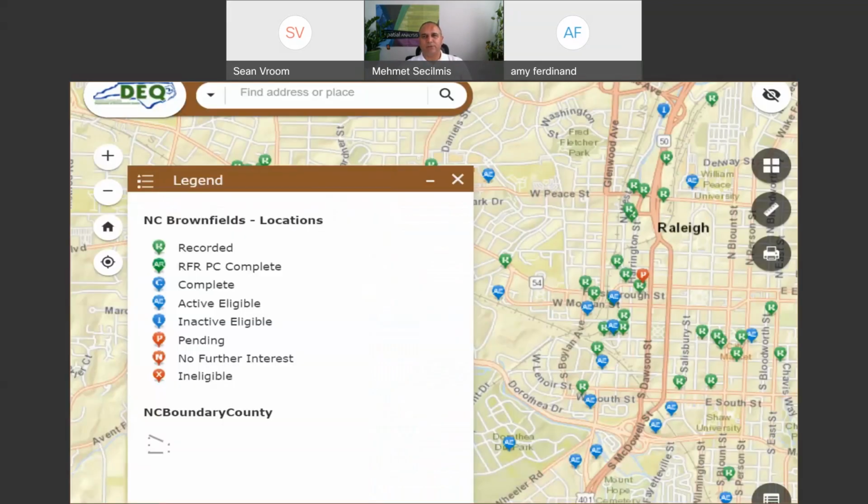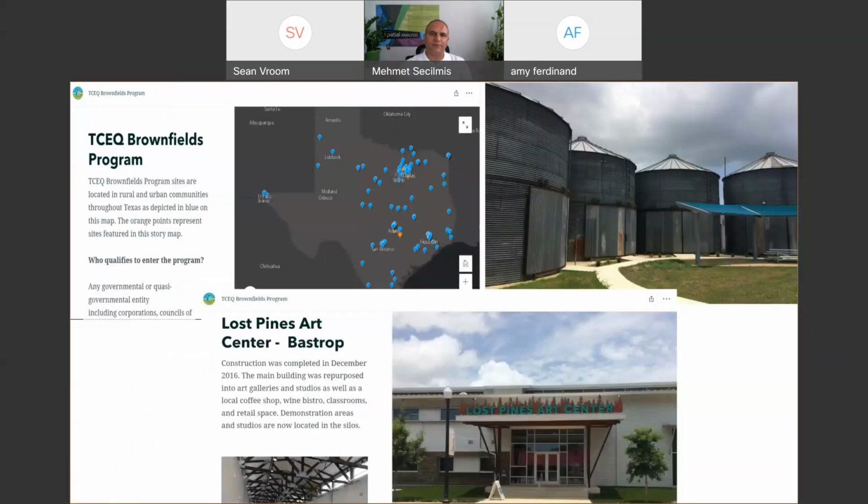Another example is from North Carolina Brownfields. They did a dashboard with different information, making reviewing it and identifying your sites easy, so you can target the areas where you want to do development. Another example is from the Texas CEQ Brownfields program. They started this program and are expanding. They find abandoned properties, as you see over here, and turn them into, in this case, an art center. They also did a good story map to visualize.